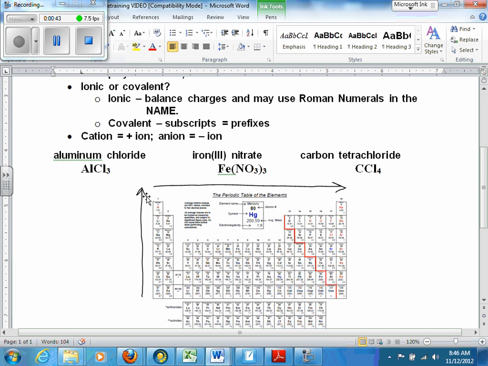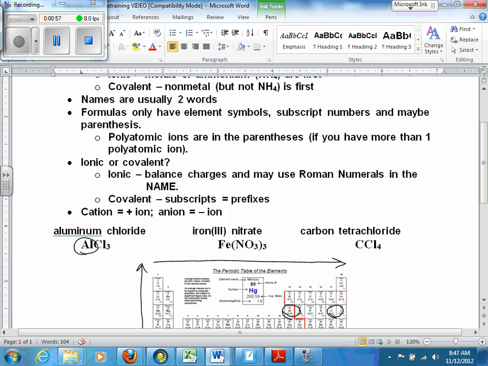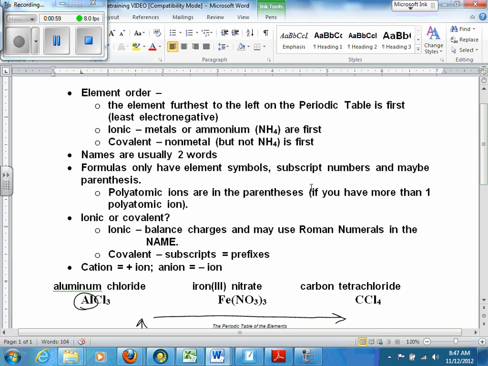So if we look at this first one here, aluminum, that one's here, and then chlorine, that one's here. The one typically furthest to the left, the one with the less electronegativity, is going to come first. When it's ionic, like the aluminum, the metals are always first.